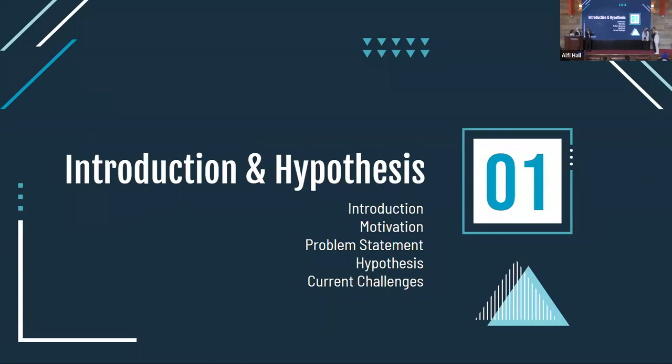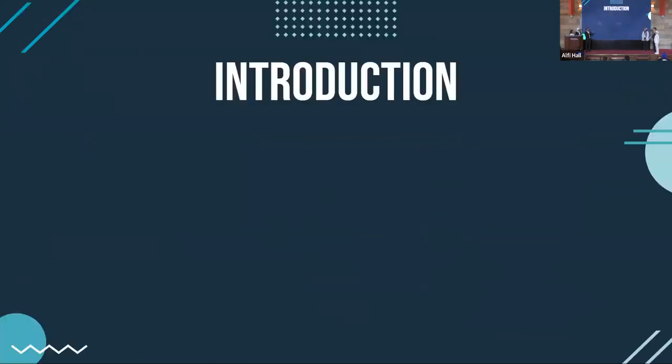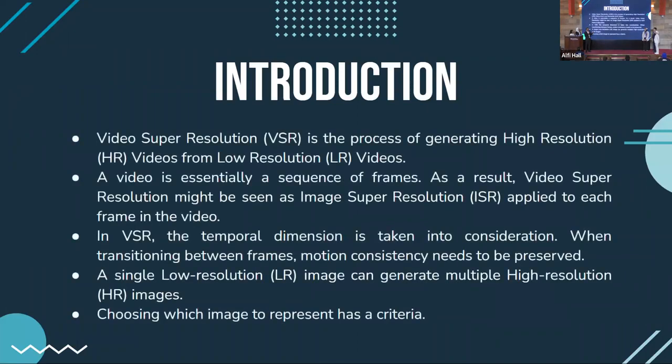So let us begin with a brief introduction about VSR and our hypothesis. Video super resolution, or VSR, is the process of generating high resolution video from a low resolution video. A video is essentially a sequence of frames, so VSR can be thought of as image super resolution applied to each frame in a video. However, in video super resolution, the temporal dimension needs to be taken into consideration. The relationship between each frame in a video and the successive or preceding frames needs to be taken into consideration. And this is the main difference between video super resolution and image super resolution.